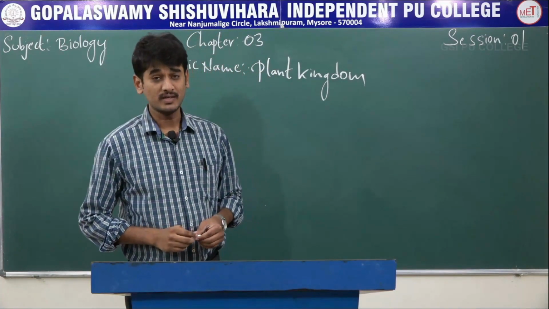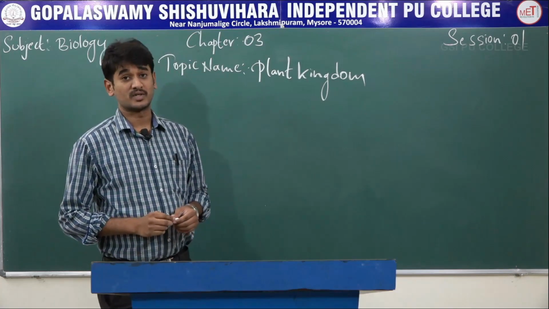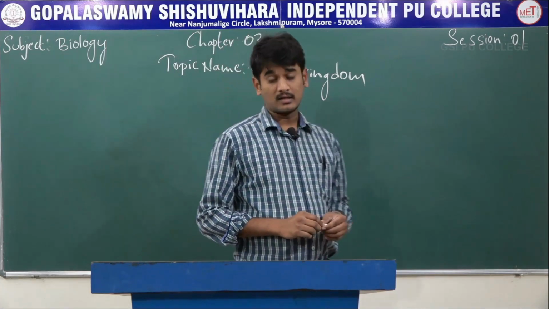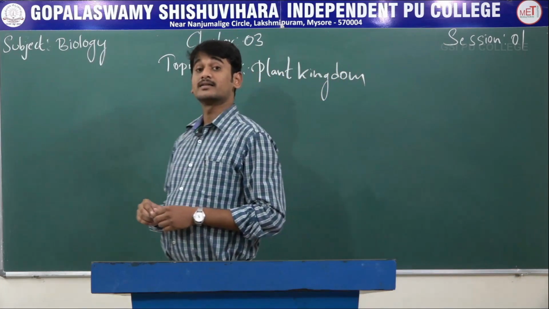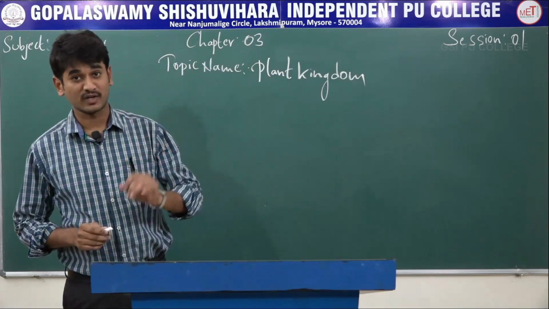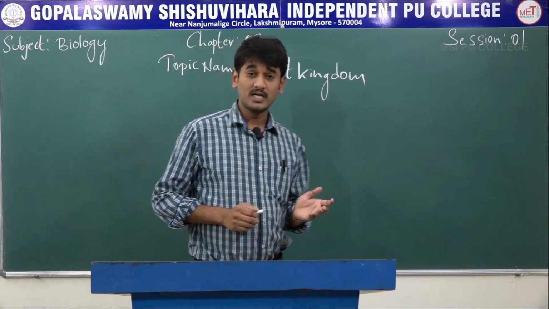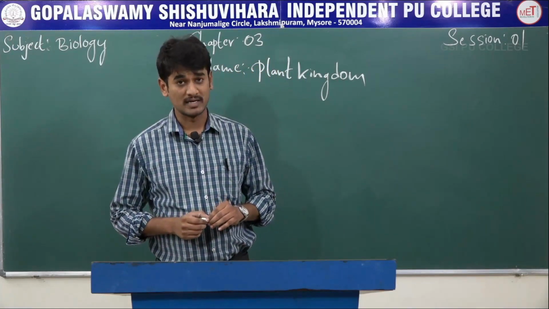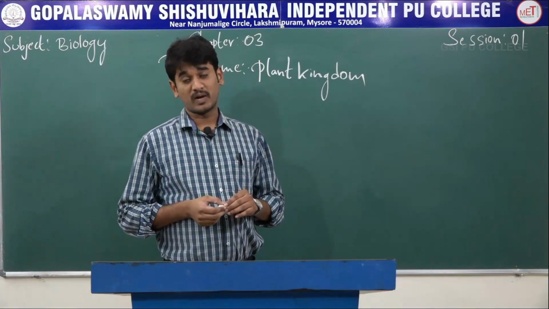In this session, I am going to discuss plant kingdom, chapter number 3. Yes, dear students, we know about biological classification. In that chapter, we studied the 5 kingdoms of classification: kingdom Monera, kingdom Protista, kingdom Mycota, kingdom Plantae and kingdom Animalia. We know about kingdom Plantae.